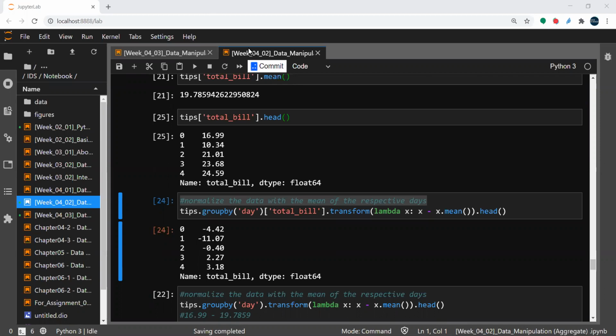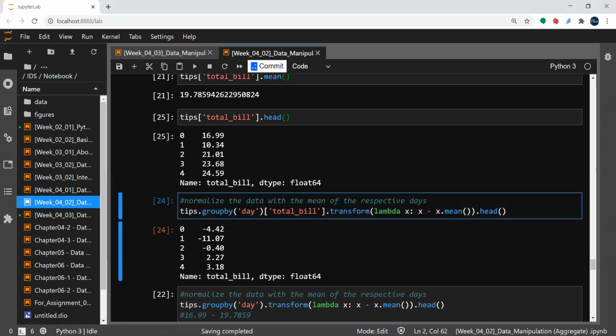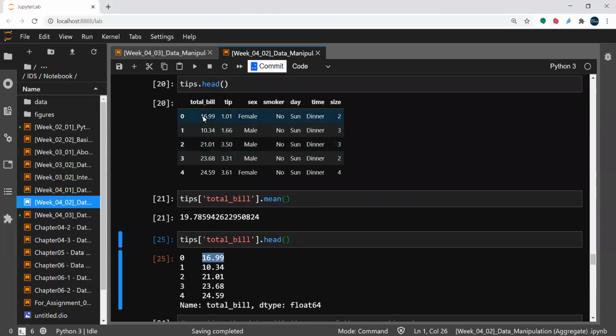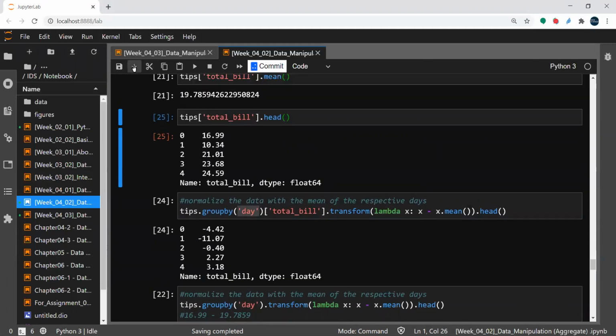So I mentioned that this lambda, this transformation of the x dot mean seems to be weird, but actually I forgot to say that this is the mean with respect to the day. So, for example, if the 16.99, we can see the 16.99 now is Sunday. So it will be depending on the average on Sunday. So, if this one is 10.34, then we want to find the average with respect to the Sunday.